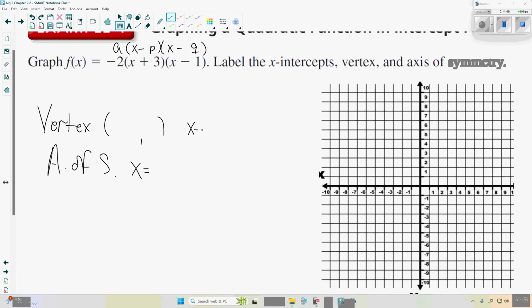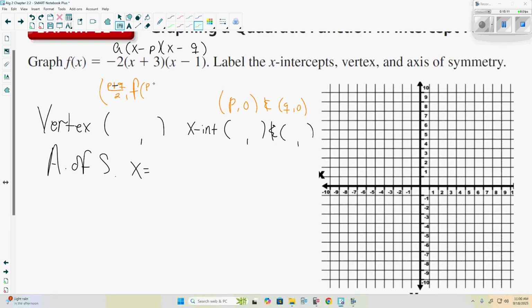But we're also going to find the x-intercepts. Now the x-intercepts are the points p comma 0 and q comma 0. The vertex in the general form is P plus Q over 2, comma, f of P plus Q over 2. And the axis of symmetry is given to us by the equation x equals P plus Q over 2. So these are just the general forms.